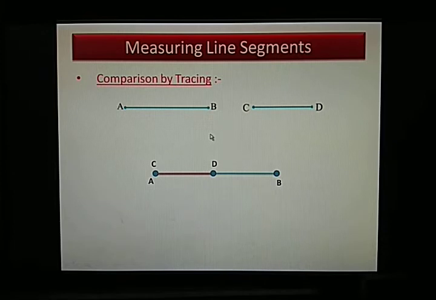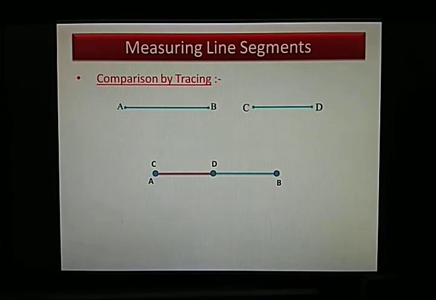So what we can confirm from this is that this traced out line segment CD is smaller in length compared to the line segment AB, because it didn't cover the full length, it covered only a portion of the line segment AB. So obviously now we are confirmed that this line CD is smaller in length than the line segment AB. Clear?